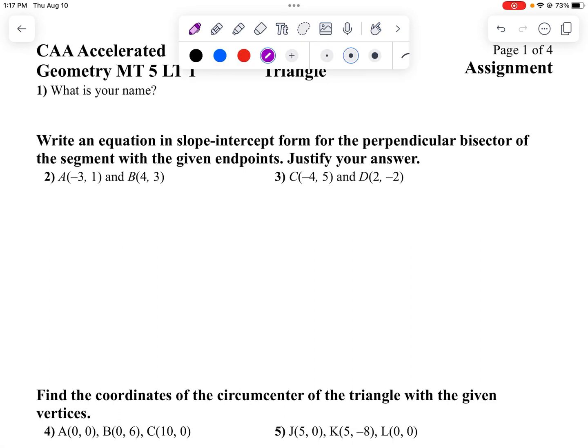Hey, let's take a look at your MT5 LT1 assignment. I'll start off with, don't forget your name. That's very important. Can't give you credit if you don't get your name right.